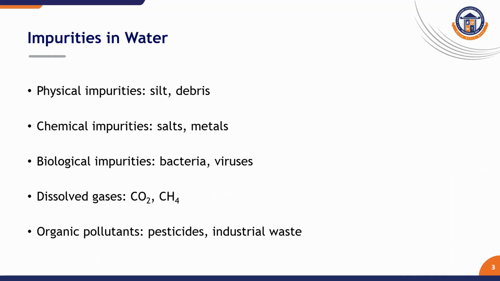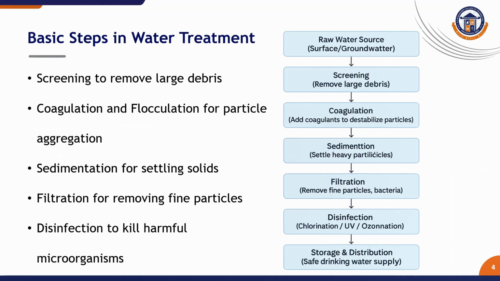and dysentery. Next, the dissolved gases like carbon dioxide and methane can affect the pH of water or even lead to odor problems. The organic pollutants such as pesticides, herbicides, and industrial waste products not only harm humans but also disrupt aquatic life. Understanding these impurities is crucial because each category demands a different treatment strategy actually.